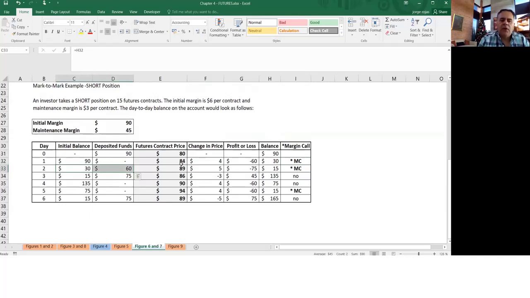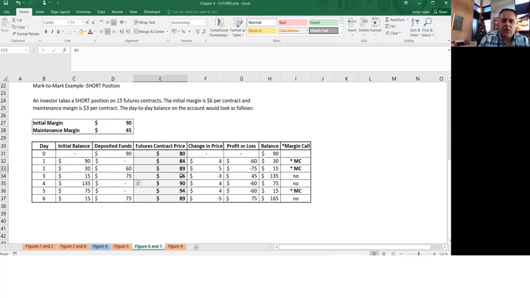From day 1 to day 2, there was a gain of 5. Again, since you are short 15 contracts, that's a loss to you of 75. That means that you end up the day with $15, which is below 45. You get a margin call again. So next day you have to deposit $75 so that you bring your account to 90 again.